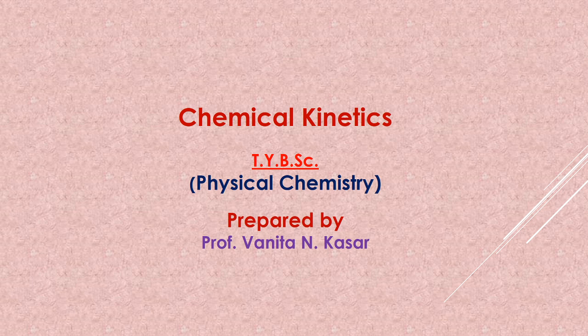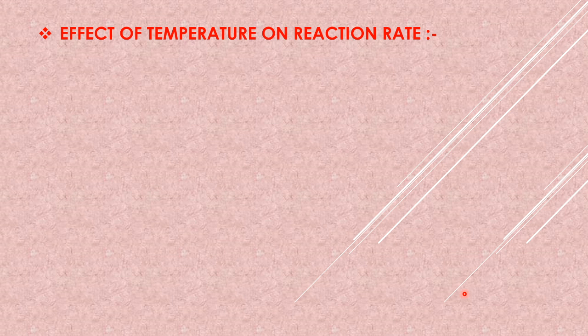In the last video, we saw the differential method to determine the order of a chemical reaction. Today we are going to see the next topic, that is the effect of temperature on reaction rate. We already know that if temperature increases, the rate of reaction goes on increasing. Let me discuss in detail.